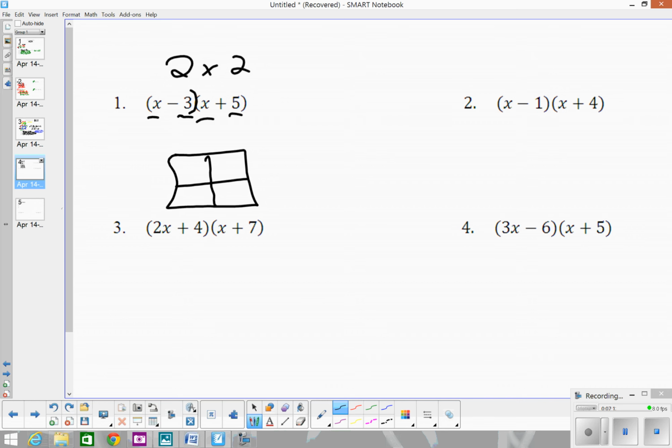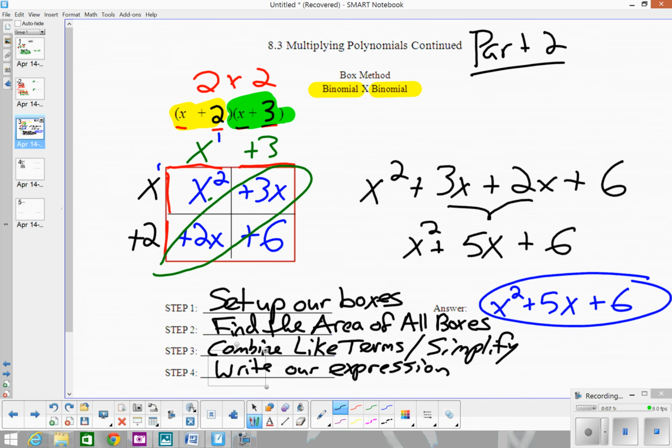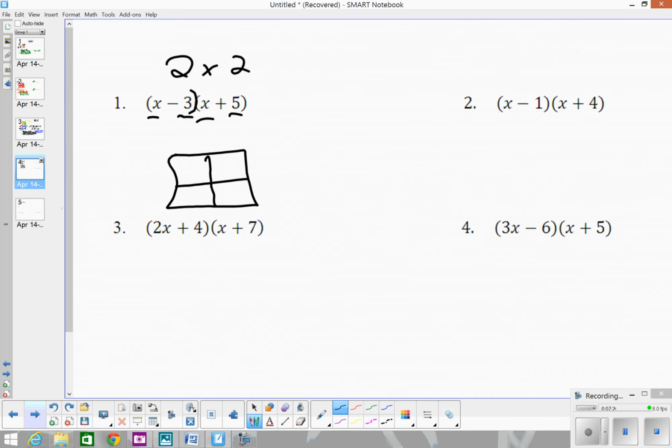So now let's set up our box. Our first step, if you go back, is to set up our box. Now I need to make sure I have the proper terms on the proper sides. So let's work with this first binomial. First term, okay, next to the first box. Next term is right underneath it, carry the sign, -3. Okay, good. Let's go to the second binomial.